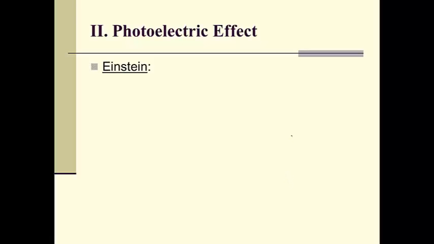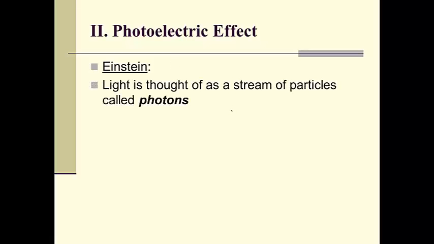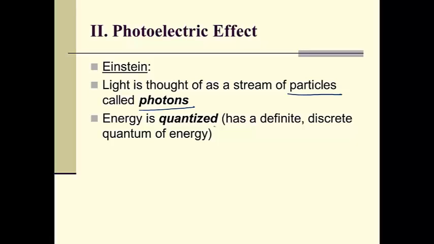Then, our buddy here, Einstein, came along again and basically asked, well, what is light? He said light is actually not a wave. It's actually a bunch of particles called photons. And the energy of each photon, each individual particle, is quantized. It has a definite amount of energy to it.